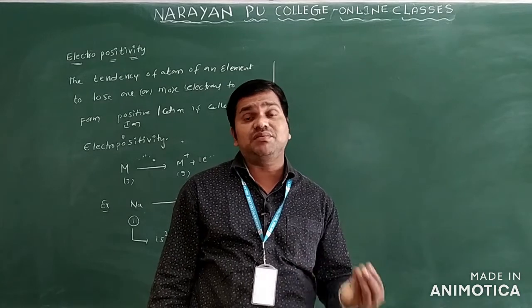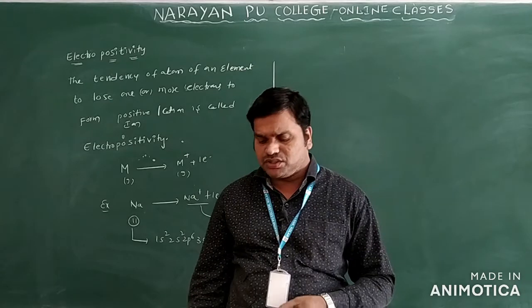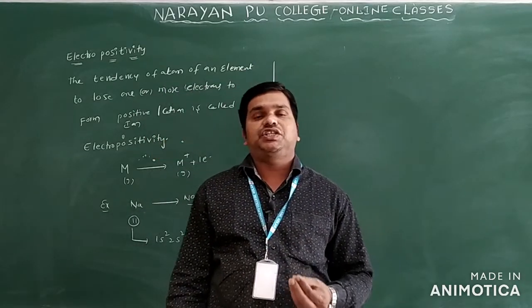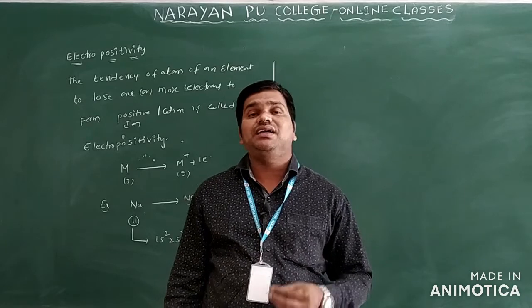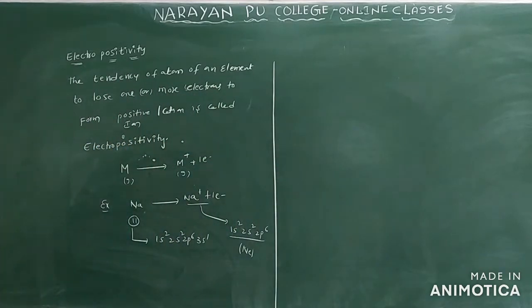If the ionization energy is less, the metal can lose an electron easily. So compulsorily, an element with low ionization potential is highly electropositive in nature, or we can say strongly electropositive. Okay, so we'll write the point here.